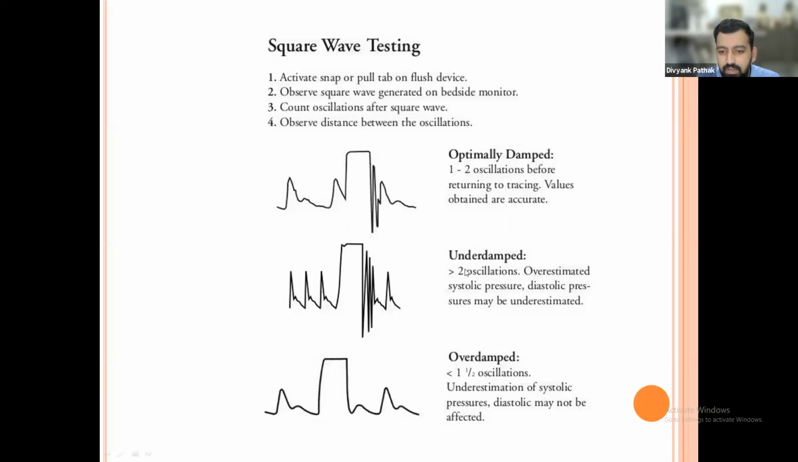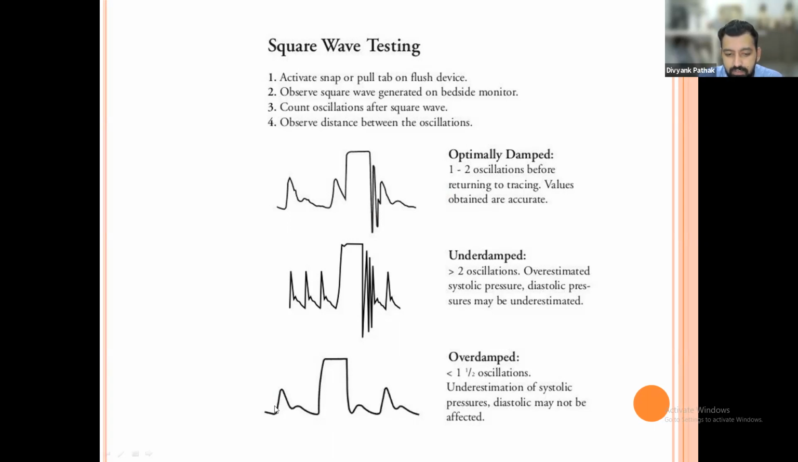Now if you see it is underdampened, that is, the waves are too spiked, the reverberations or oscillations will be too many. It will be more than 2. This is 1, 2, 3. Then it comes to normal. So more than 2 oscillations tells us there is overestimation of the systolic pressure and the diastolic pressure may be underestimated. That is underdamped.